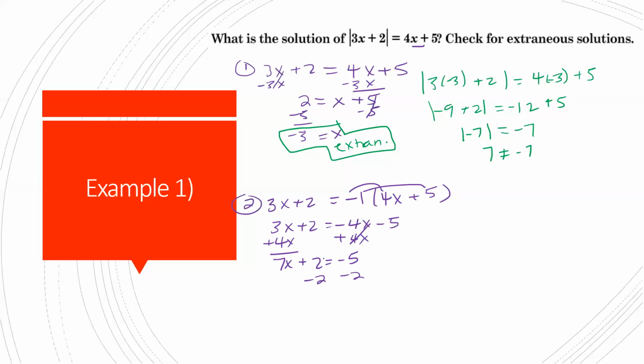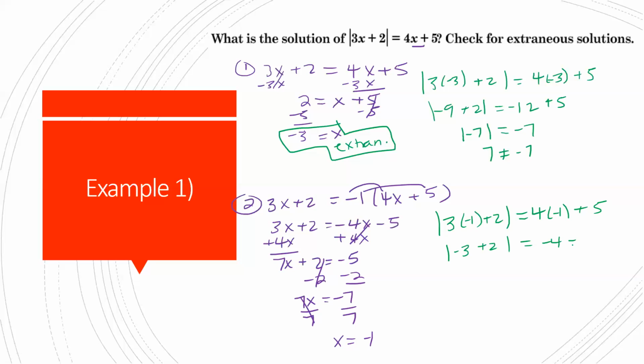So I subtract 2, and I'm left with 7x equals negative 7, divide by 7, and I get x equals negative 1. So now I'm going to test x equals negative 1. The absolute value of 3 times negative 1 plus 2 equals 4 times negative 1 plus 5. Evaluate. So I have negative 3 plus 2 equals negative 4 plus 5. That gives me negative 1 equals positive 1. The absolute value of negative 1 is positive 1. This is a true statement, so therefore this is my real solution.